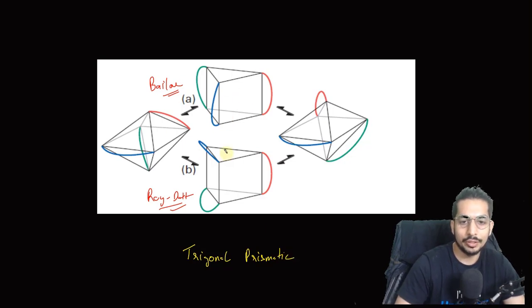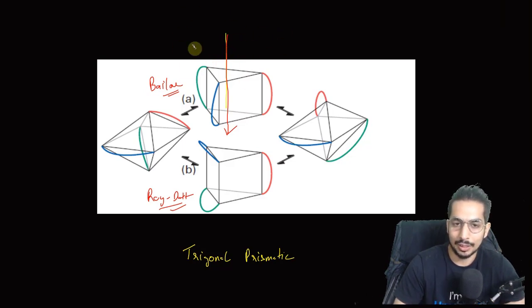Now if you see over here, if I pass an axis through this point, let me just use some other color pen. Yeah, so if I pass an axis over here and rotate it by a C3 axis, that is, I rotate by 120 degrees, I will get the same kind of transition state, right?